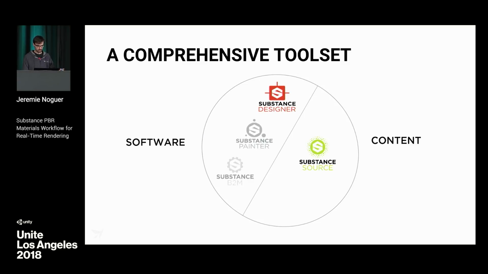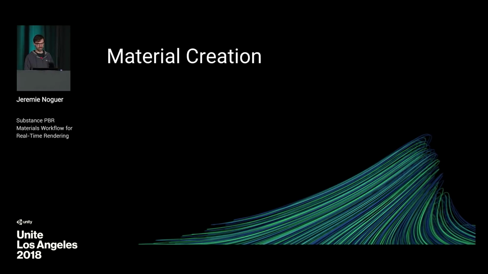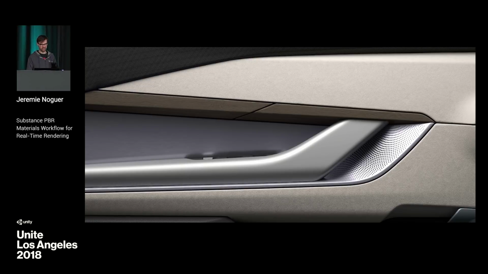So again, if you go on Substance Designer, that's where we create all those materials. And I just have a few more examples here, and this time these are iRay renders. Before, we had the real-time view in Substance Painter. These are iRay renders of that same car door with several materials coming from Substance Source.